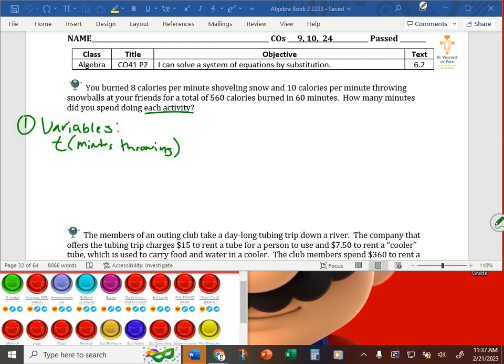You might be doing a lot of this over the next 3 days or so. Sophie. Shoveling snow. And my S's are notorious for looking like 5s, so I'll try really, really hard. That's a good S there.